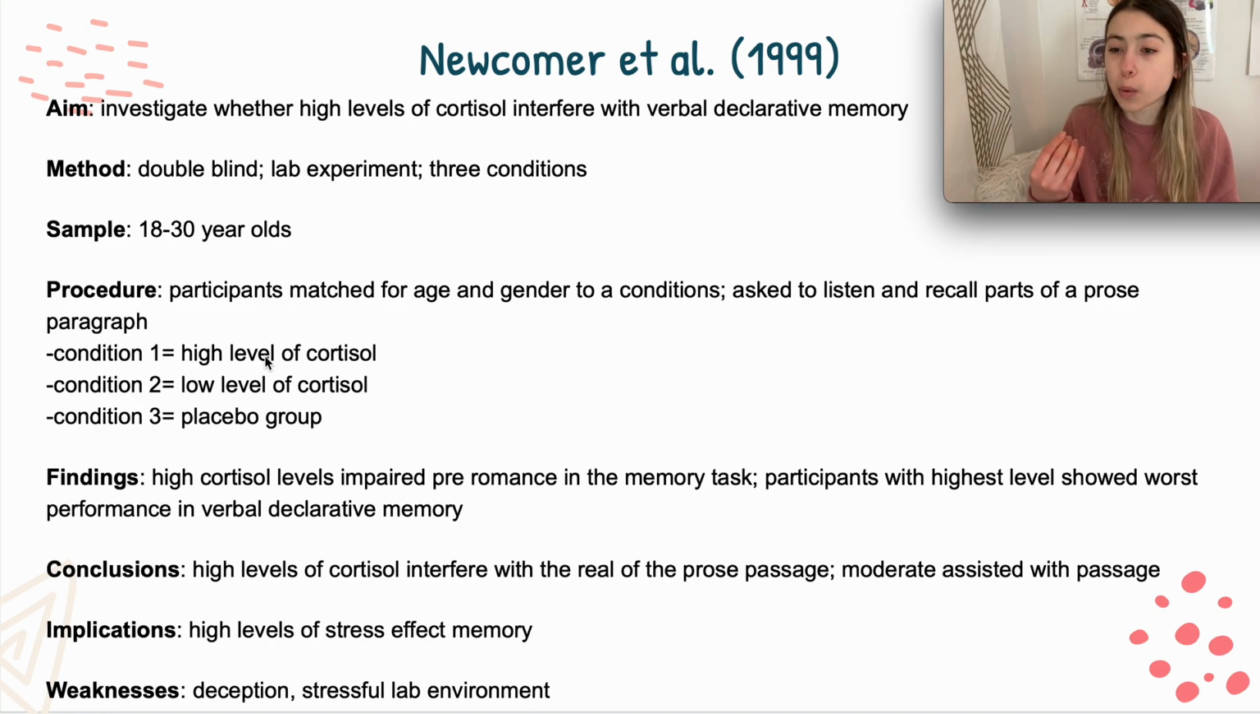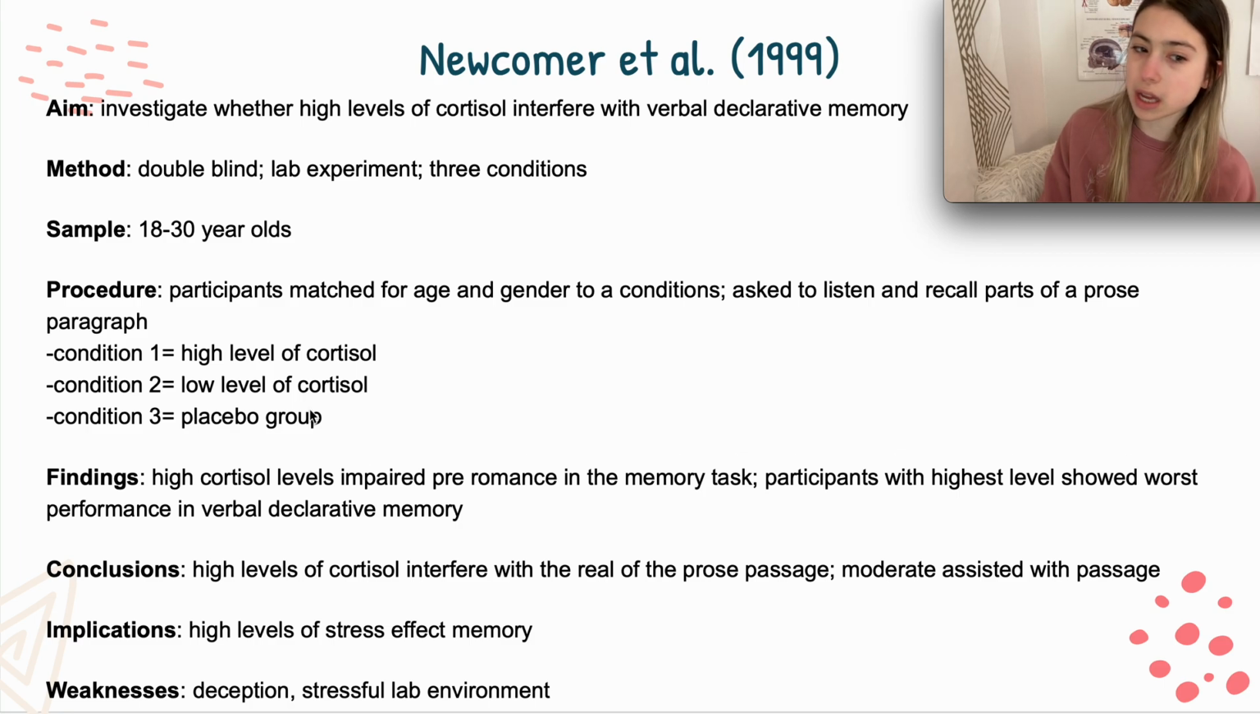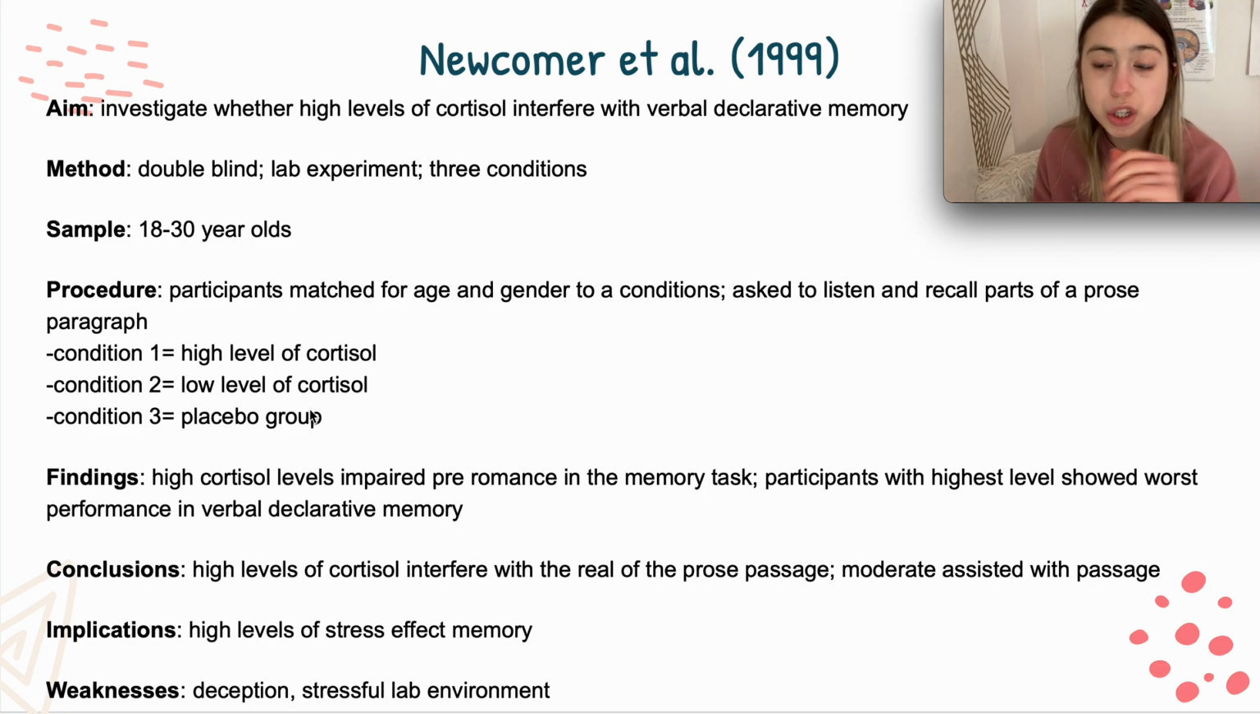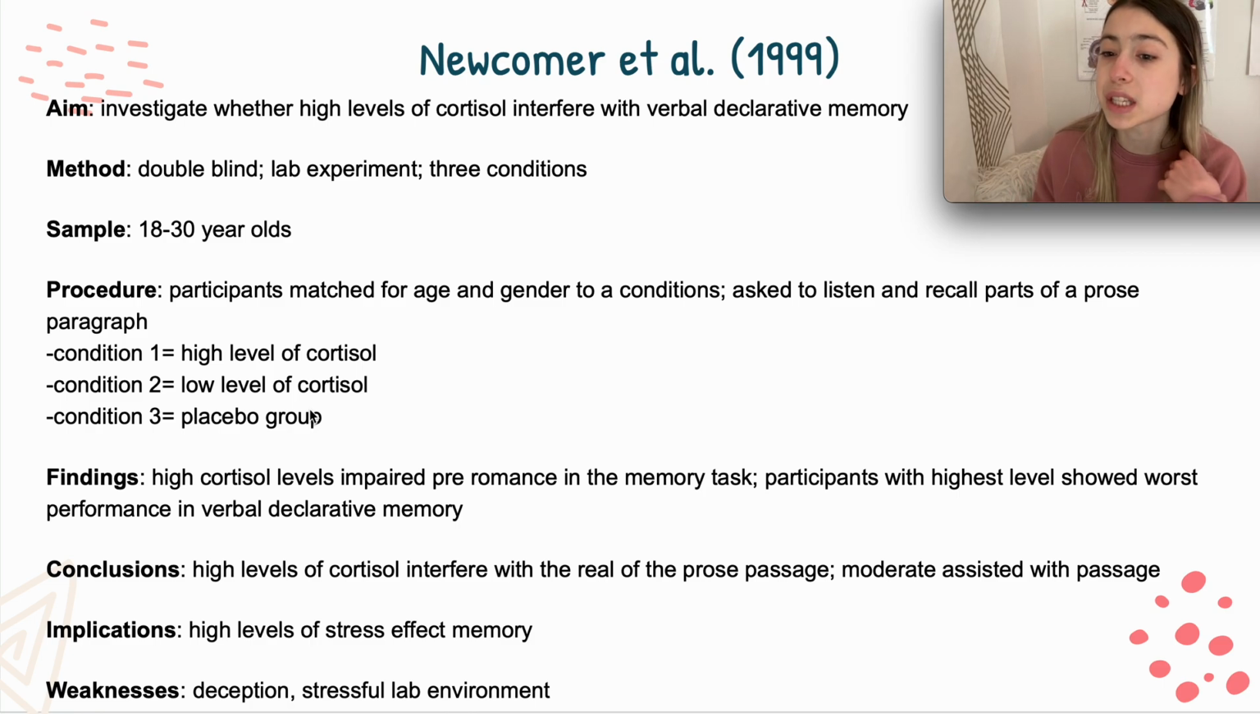So these people were given tablets with either a high or low level of cortisol, or a placebo. It's probably like a sugar tablet, think of a Tic Tac, that type of thing. They were given this amount of cortisol depending on their group. The participants were matched for age and gender to the conditions, and they were asked to listen and recall two parts of a prose paragraph. So basically, they were read something, and they had to listen to and recall different parts of it.